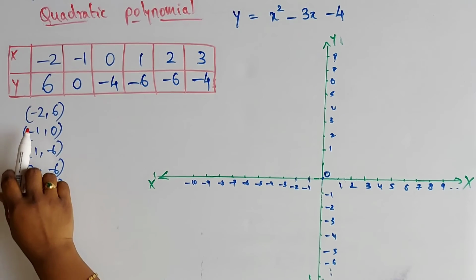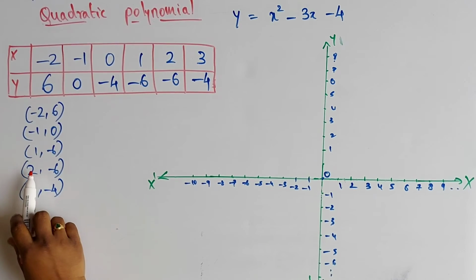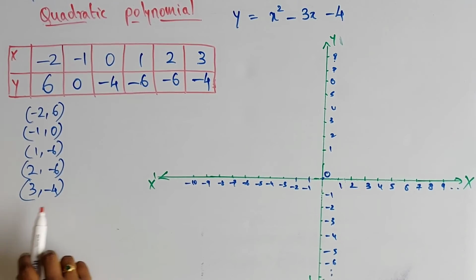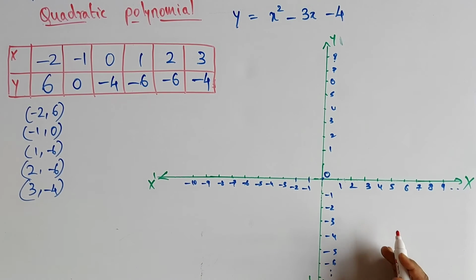Here we have the points, children. (-2, 6), (-1, 0), (1, -6), (2, -6), (3, -4). Let's represent these points on the graph.